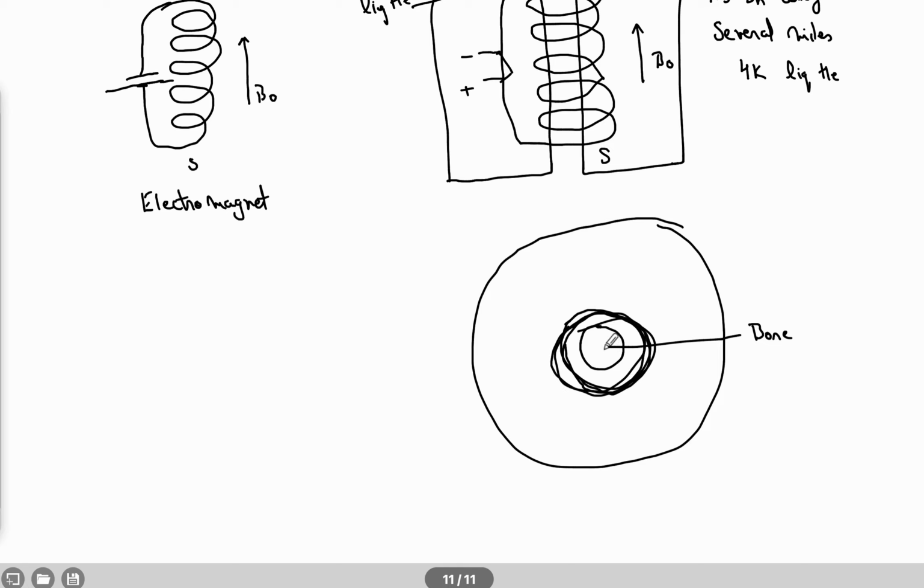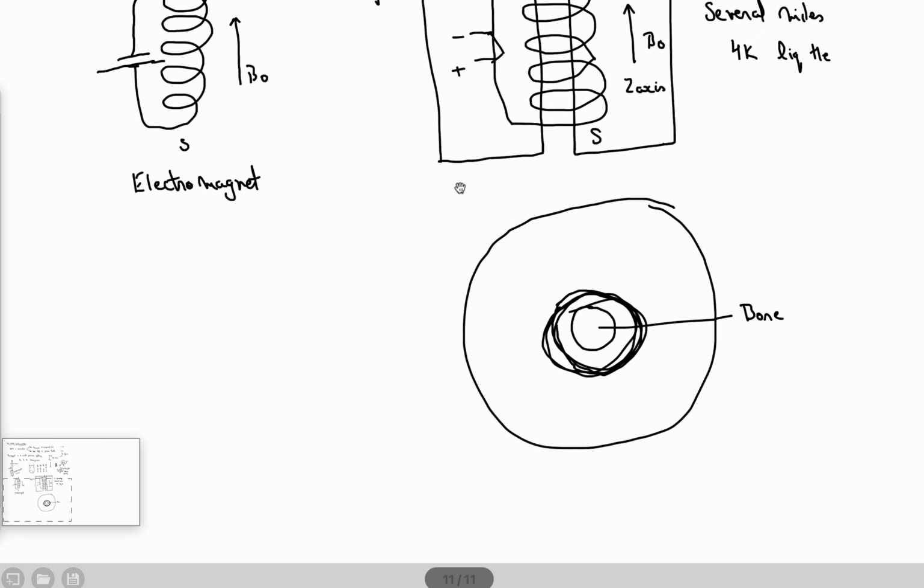Okay, and now your B0 is coming out of the plane of the board. Like here, B0 is moving upwards along the z-axis, so that is your z-axis. In this diagram, the z-axis is coming out of the plane of the board, right? So this is now drawn in the transverse plane. Okay, so hopefully that part is clear.